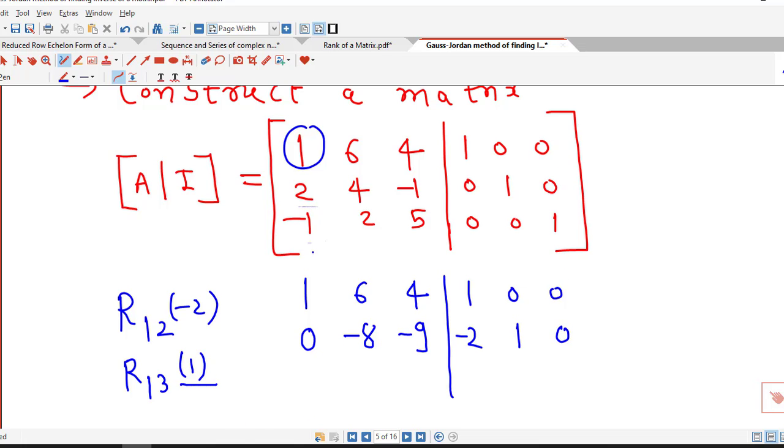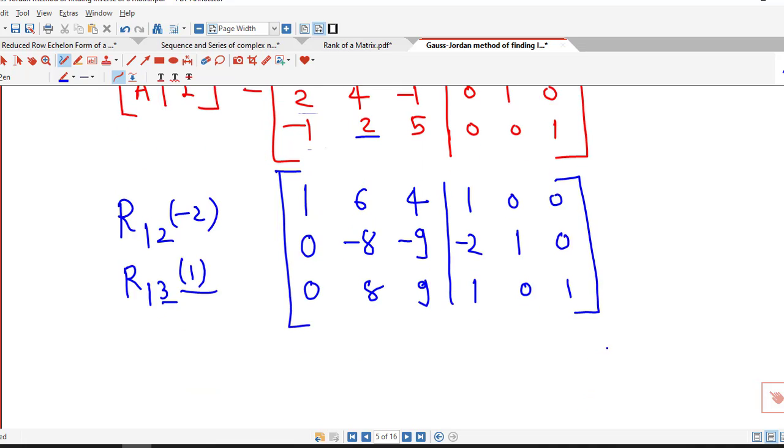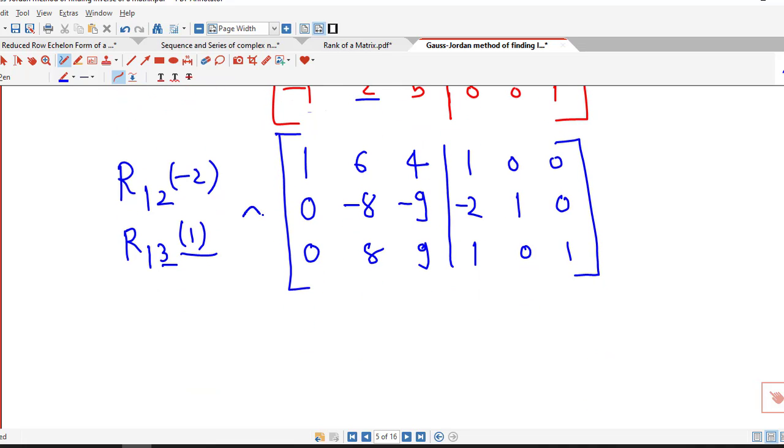Now we multiply the first row by 1 and add it to the third row. That means we add the first and third rows. So 1 minus 1, 0. 6 plus 2, 8. 4 plus 5, 9. 1 plus 0, 1. 0 plus 0, that is 0, and 0 plus 1, which is 1. So this matrix is equivalent to this matrix.